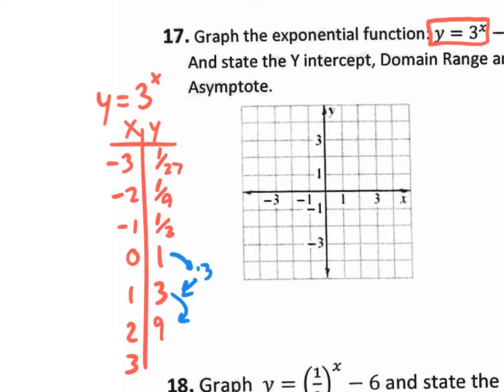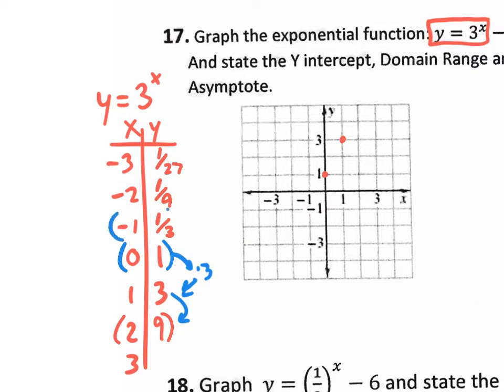So let's graph the coordinate 0, 1. 0, 1 is right here. Let's graph the coordinate 1, 3. It's right there. And if you went to the coordinate 2, 9, you would be way off the graph. So I'm not even going to bother with that. But I am going to go to -1 and 1/3.